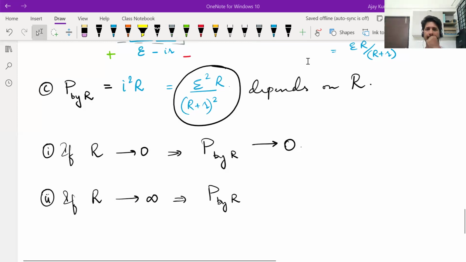Sir, if R tends to infinity, then current won't flow through the circuit. Okay, if external resistance becomes infinite, current will be tending to 0. But power depends on both of them. Power is I square R. R is tending to infinity, current is tending to 0, but their product could still be finite.